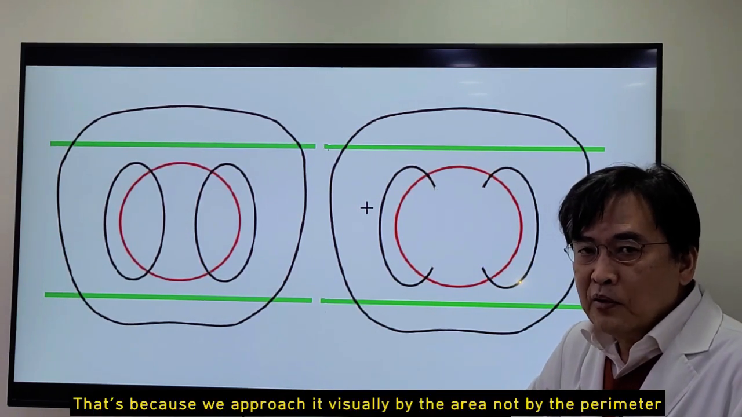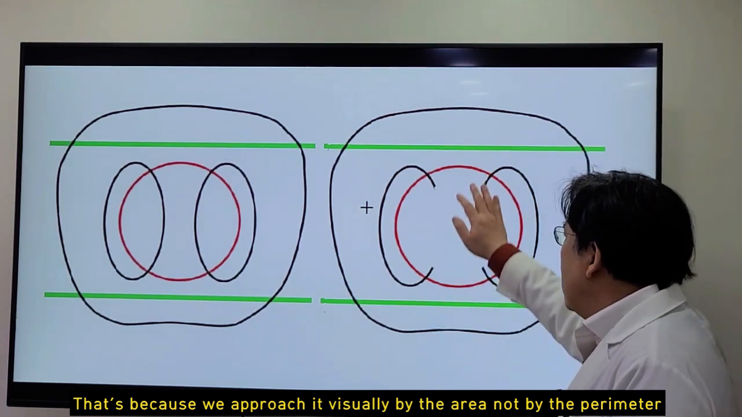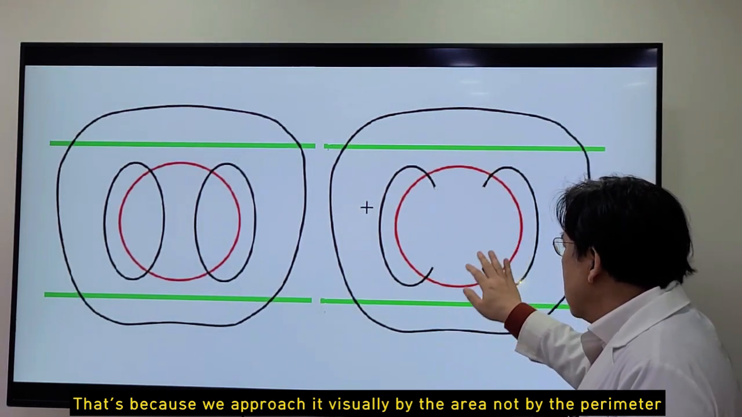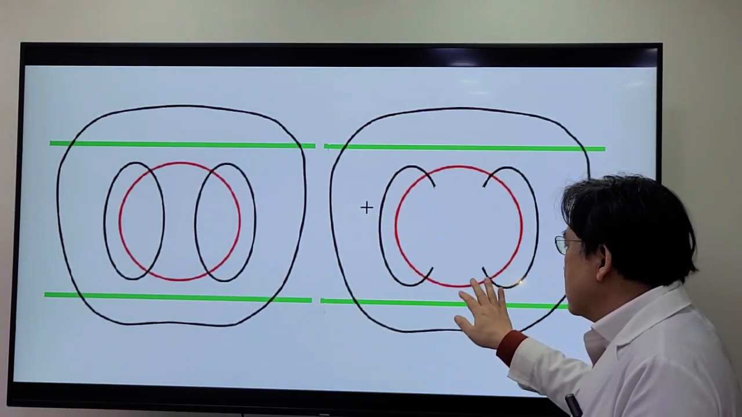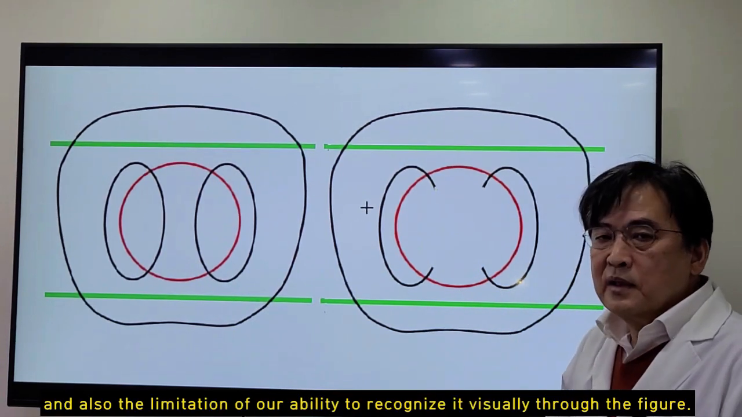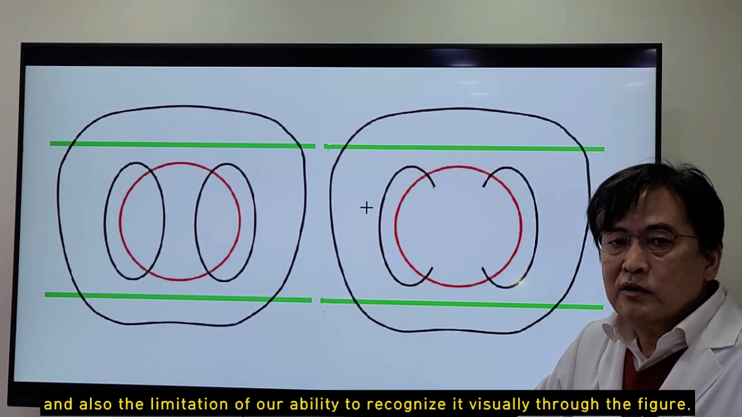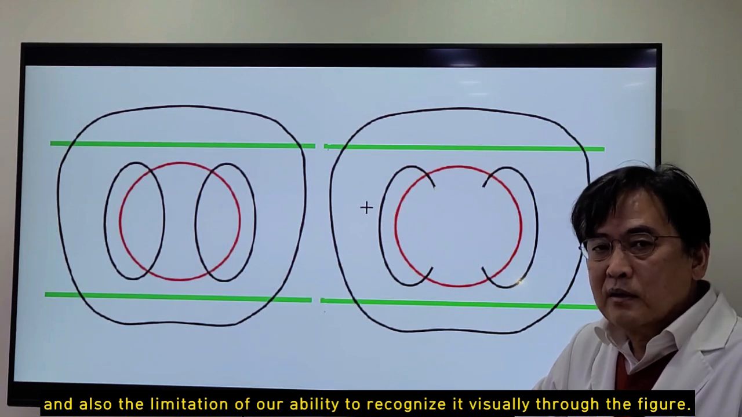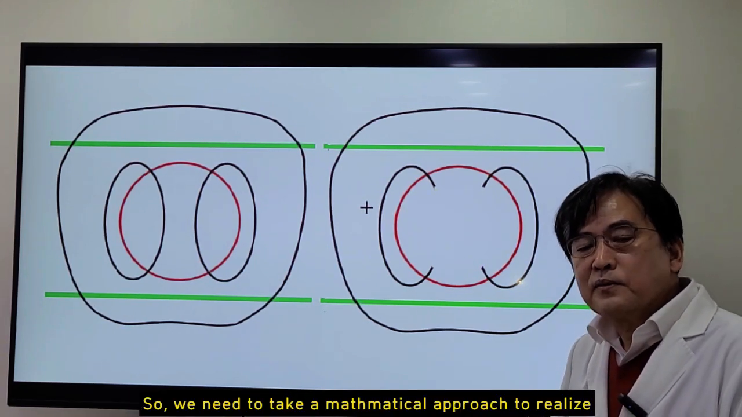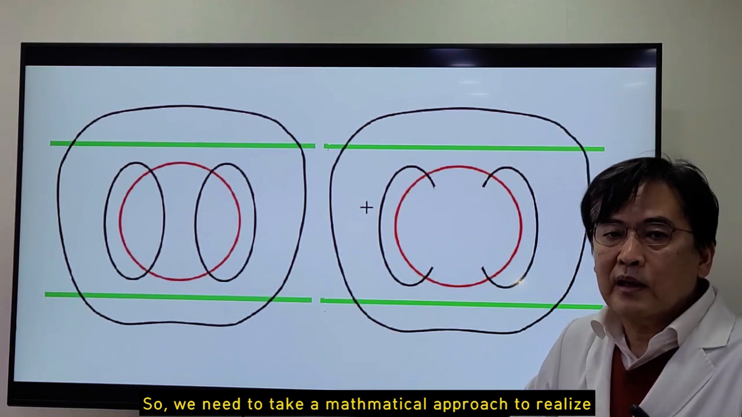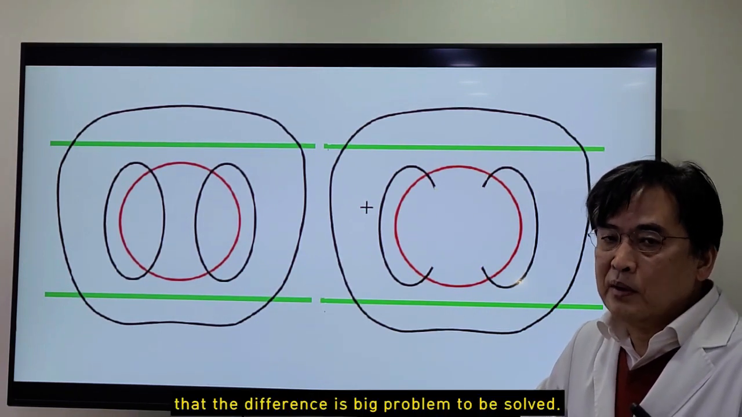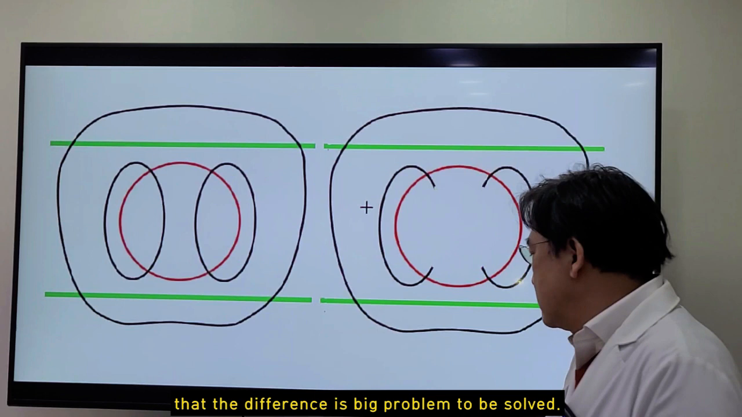That's because we approach it visually by the area, not by the perimeter, and also because of the limitation of our ability to recognize it visually through the figure. So we need to take a mathematical approach to realize the difference is a big problem to be solved.